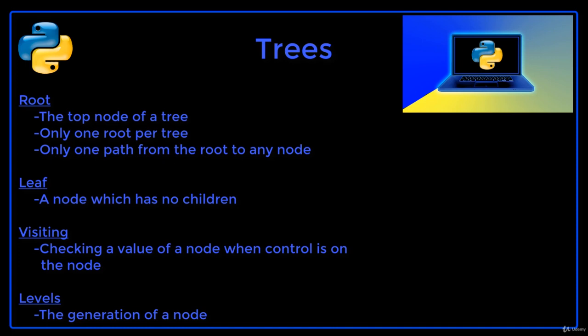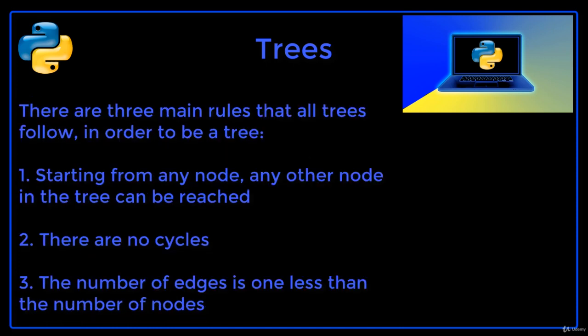Leaf, a leaf is a node that has no children. Visiting, checking a value of a node when control is on the node. Levels, the generation of a node. There are three main rules that all trees follow in order to be a tree. Starting from any node, any other node in the tree can be reached. There are no cycles, and the number of edges is one less than the number of nodes.